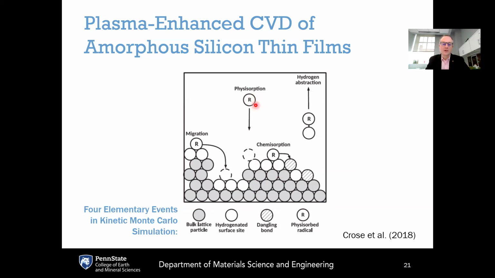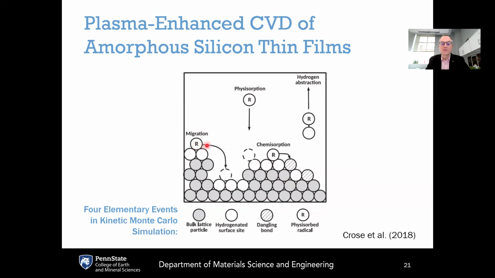And there are different fundamental events that can occur, these 4 elementary events in the kinetic Monte Carlo simulation. There is a bulk lattice atom, so like a bulk silicon atom here. This is in gray. You've got the hydrogenated surface site here, which is the open one. Dangling bond sites, which are the sites with the diagonal lines through them. And then physisorbed radicals, which have an R in them.